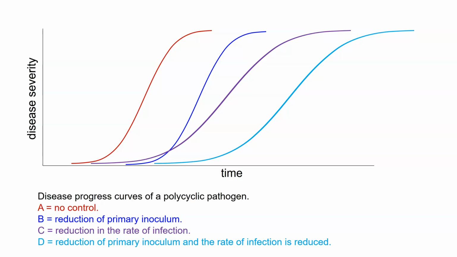This last one shows you what happens if you decrease the primary inoculum and you reduce the rate of infection. You can see that this is real good because by the time our harvest is coming in, the disease hasn't reached its maximum yet. By doing that, we can now guarantee that we get a really good production.